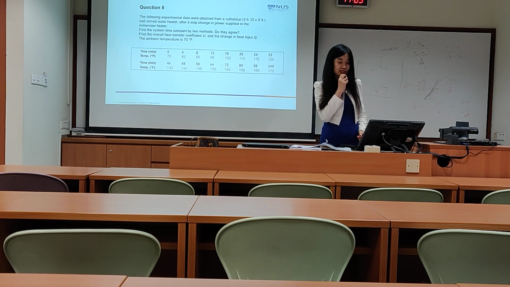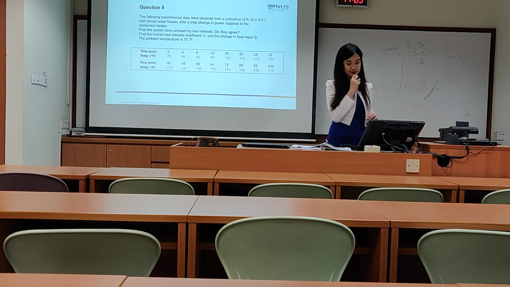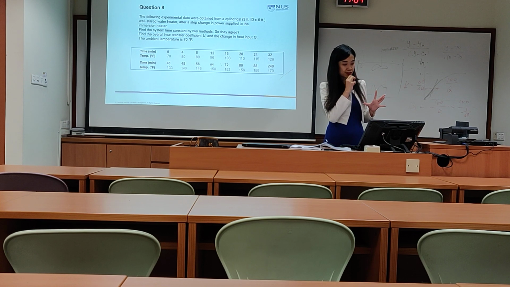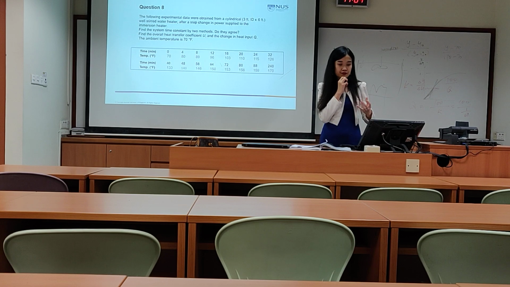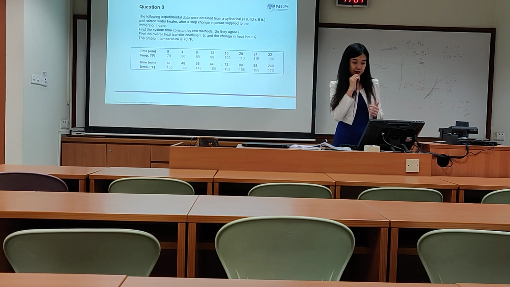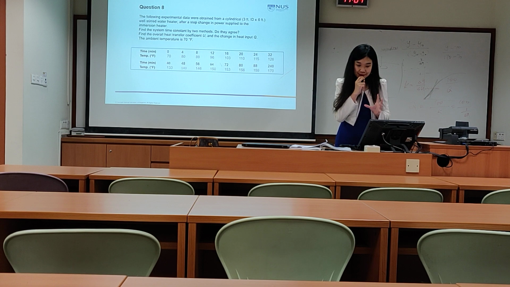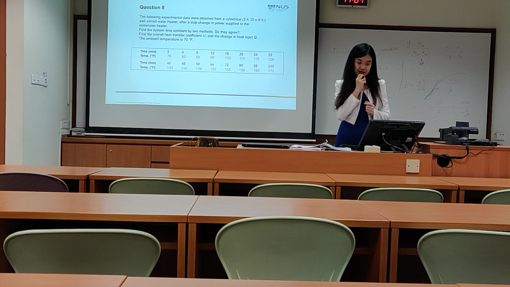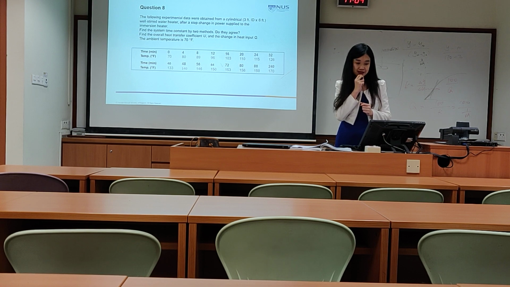Okay, so let's look at question 8. It's the only question for this week. So if we got the following experimental data obtained from this cylindrical well-stirred water heater. We have used this kind of water heater as a tank system before. And if we have a step change in power supplied to this heater, we then get response data of the temperature like this. So the question asks us to find the system time constant using two methods and then compare to see if they agree with each other.